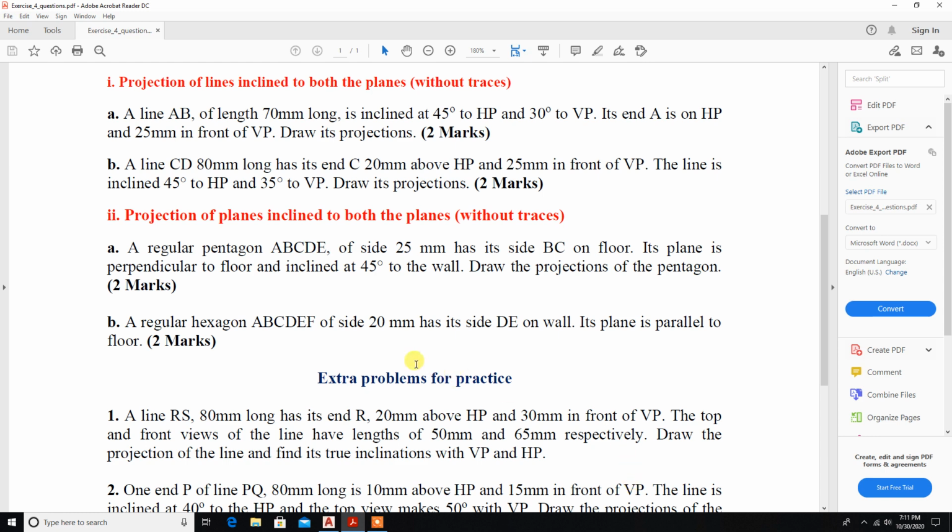Next problem, we will move on to: a regular hexagon ABCDEF of side 20 mm has its side DE on the wall. The plane is parallel to the floor. So we will solve this problem.